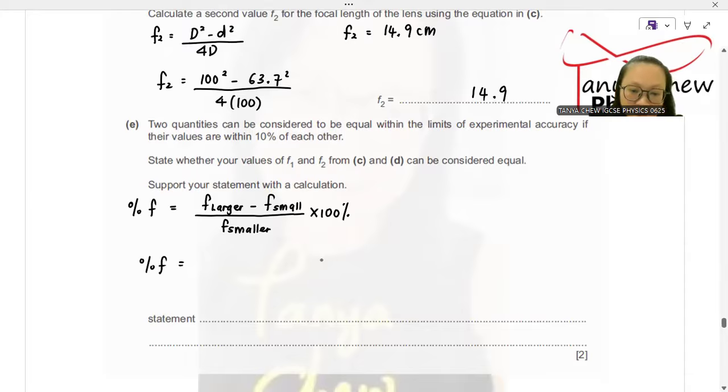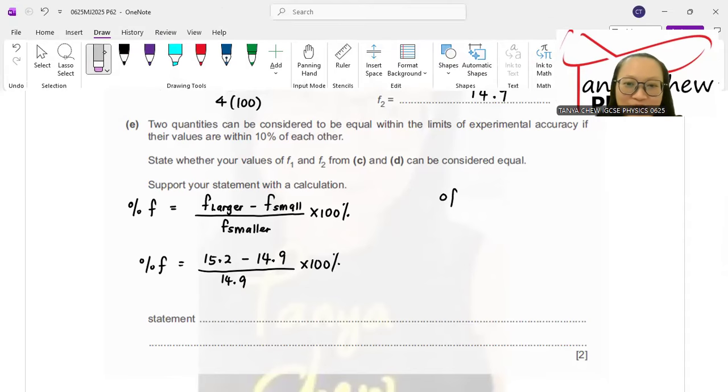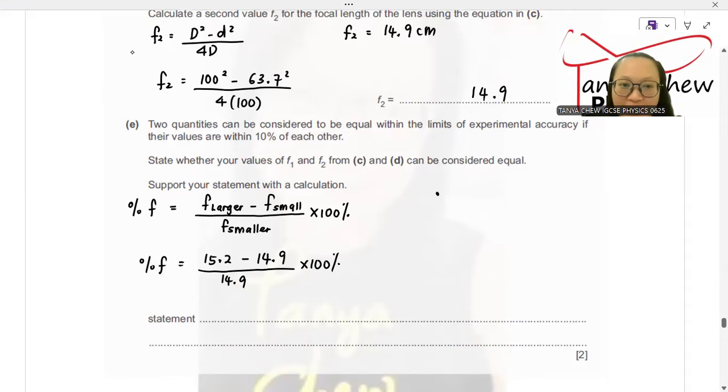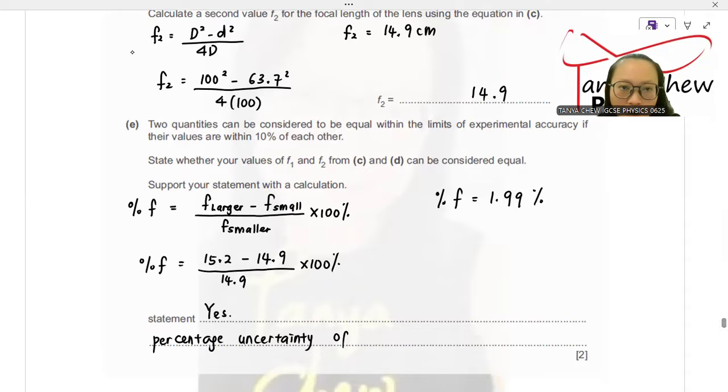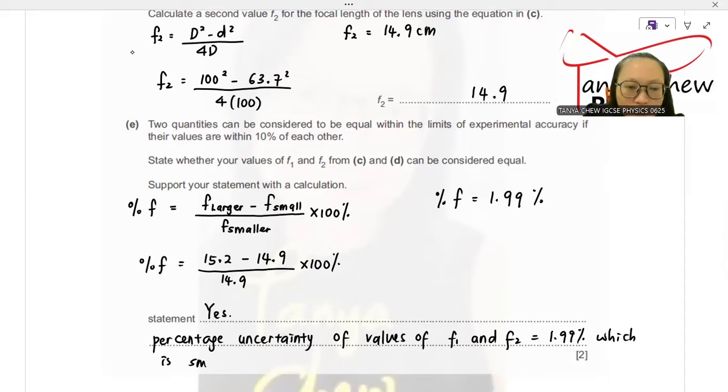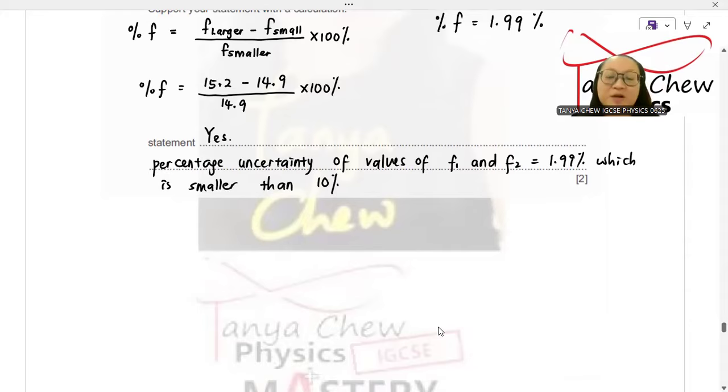So percentage uncertainty of F, I take 15.2 minus 14.9, I divide by the smaller value, 14.9, times 100%. The percentage uncertainty of F is equal to 1.99% or 2%, which is way smaller than 10%. So my statement is yes. I write down: the percentage uncertainty of the values of F1 and F2 is equal to 1.99%, which is smaller than 10%. So I would say that they can be considered equal.